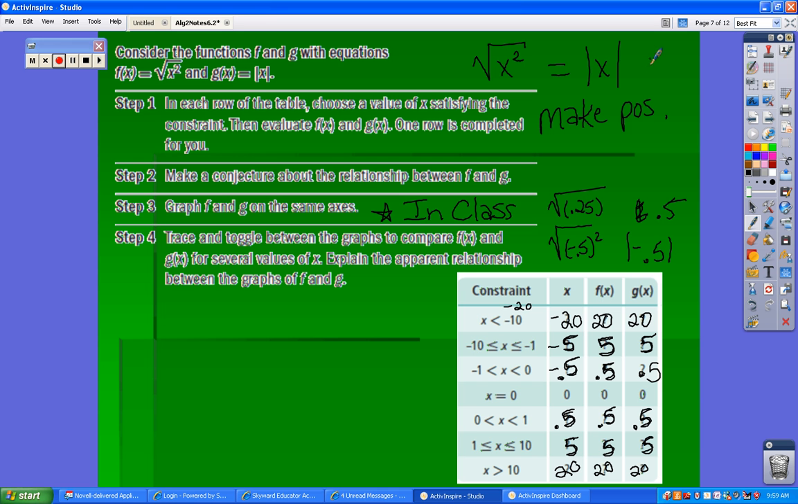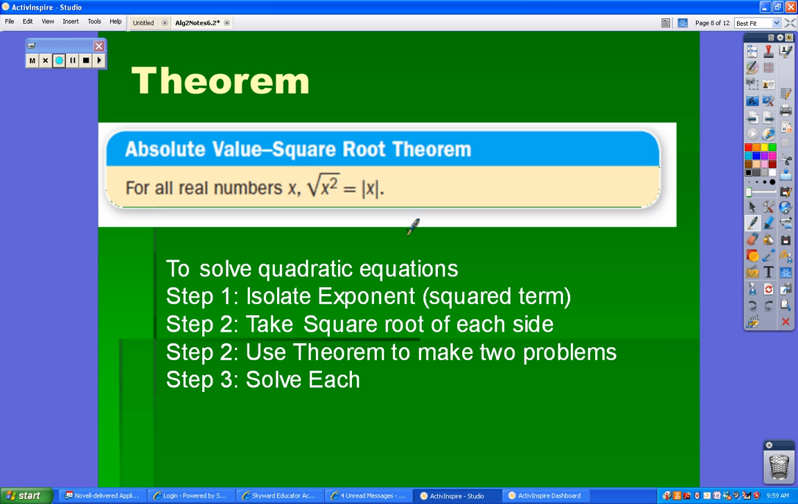Now we know that absolute values have two solutions many times when dealing with equations. And as a result, when you take a square root of something that's squared, you are also going to get two solutions. And it is also something kids forget a lot. So we are going to look that over right now. You're going to write this theorem down in your notes. The square root of x squared equals the absolute value of x.